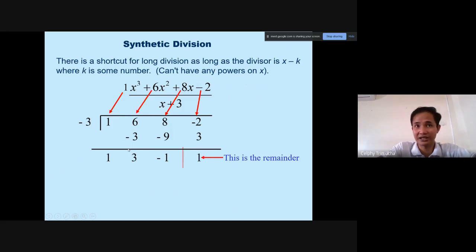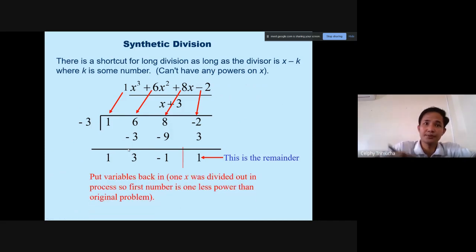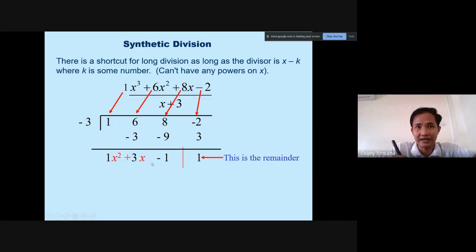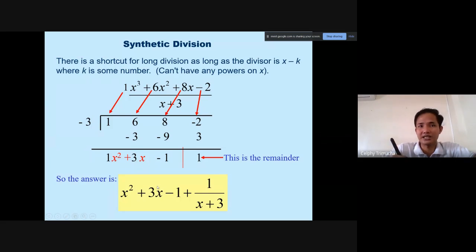And then for our answer, we put the variables back. We reduce by one term or one exponent. So instead of x cubed, we put x squared, then x, then the constant. Instead of starting with x cubed, we start with x squared: x squared, x, then constant. So this will be our remainder 1. So the answer is x squared plus 3x minus 1 plus 1 all over x plus 3.